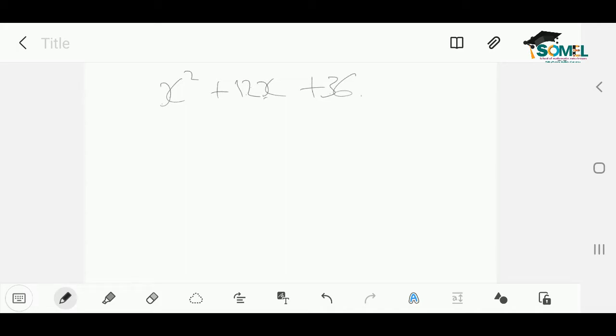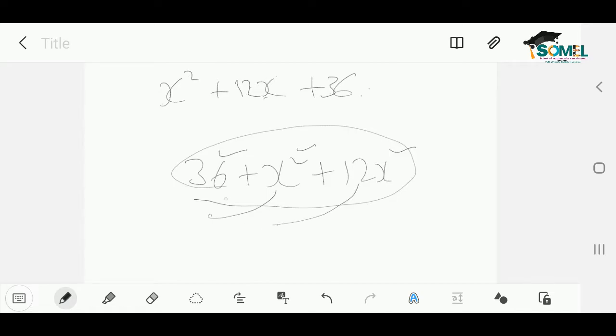And then the second thing you need to check is whether it is well arranged, quadratically arranged. So what do I mean? Sometimes they can say 36 plus x squared plus 12x. You can see I have x squared, I have x, then I have just a number. So you must put it in this form. It must be x squared, then x, then no x. So you must rearrange it: start with x squared, then the second one, then the last one.